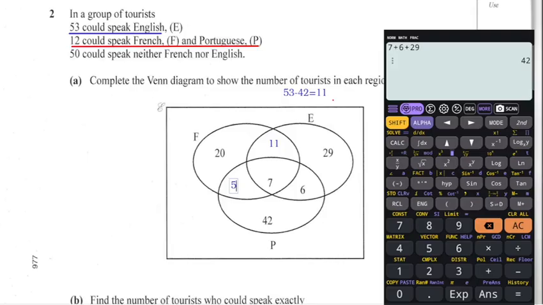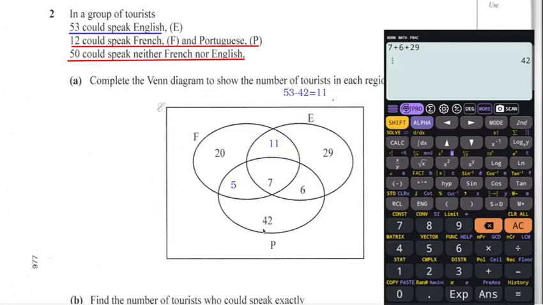Now from the last statement, this one, we have 50 who speak neither French nor English. So the 50 people can speak Portuguese because they can't speak French or English. So they can speak Portuguese or any other language that was not mentioned here.